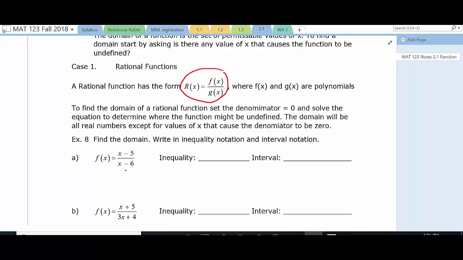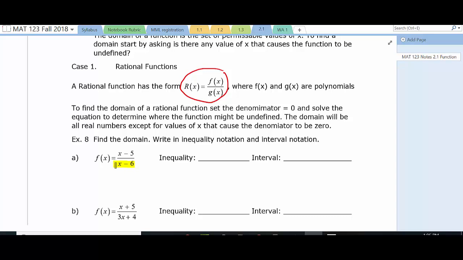All you got to do on this is see what makes this denominator 0. A lot of times you can just do this in your head, and everything else will work. So if I'm asking for a domain, I'm asking what you could plug in for x that would give you an answer. And it turns out there's only one thing that wouldn't give me an answer. What would make that denominator 0 in your head?